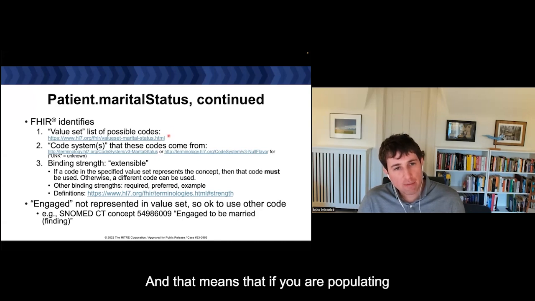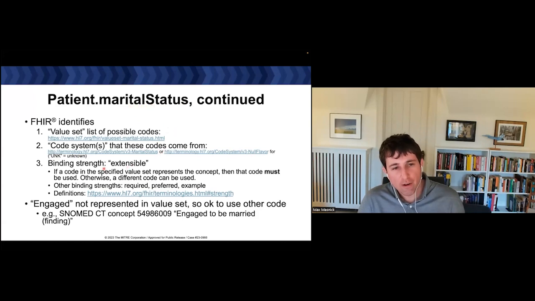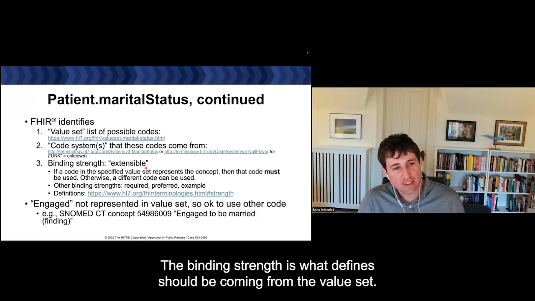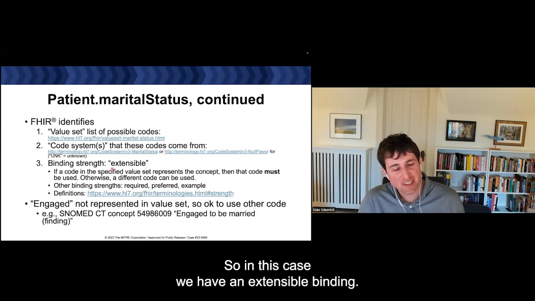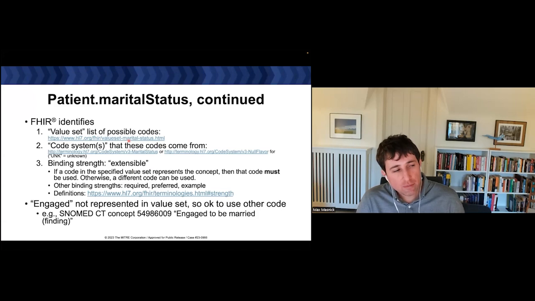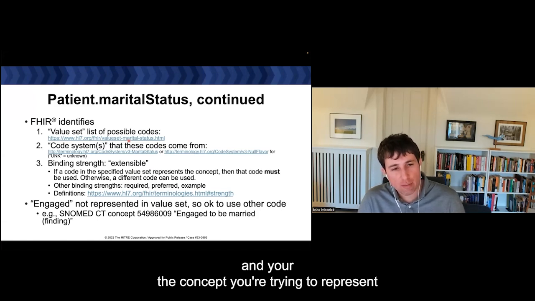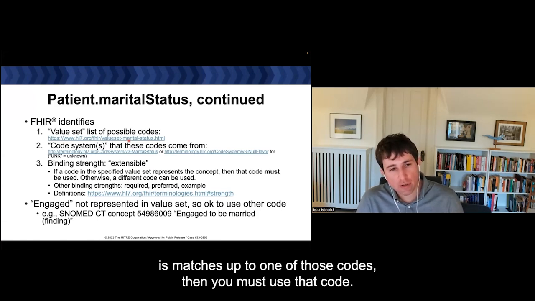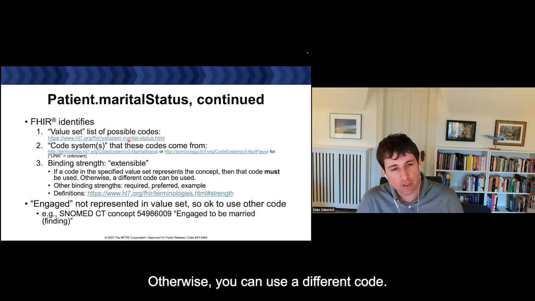And that means that if you are populating the marital status data element, the codes that you're using to represent this concept should be coming from this value set. The binding strength is what defines should be coming from the value set. So in this case, we have an extensible binding. What this means is that if a code is in that specified value set, in this value set here, and the concept you're trying to represent matches up to one of those codes, then you must use that code. Otherwise, you can use a different code.